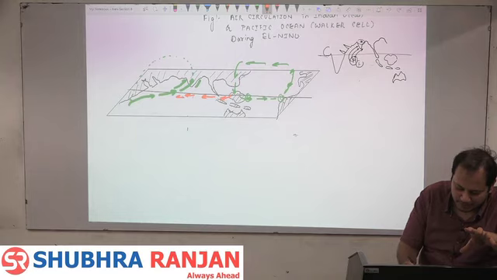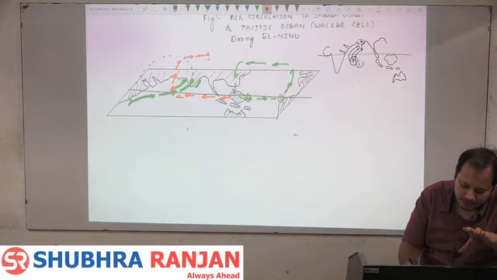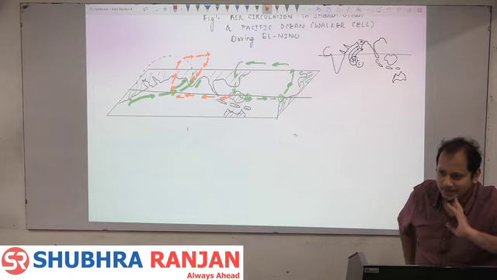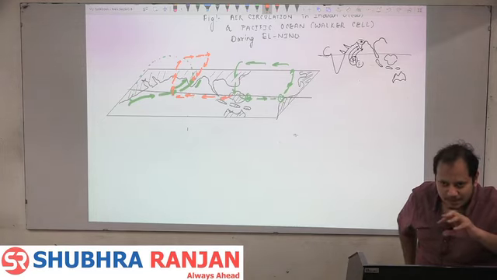This air will rise from here, and after rising, it will flow towards India. And it will try to descend over India. किसको रोक रहा है वो? Somali jet stream को, green line को. And as a result of this, rainfall is weaker.